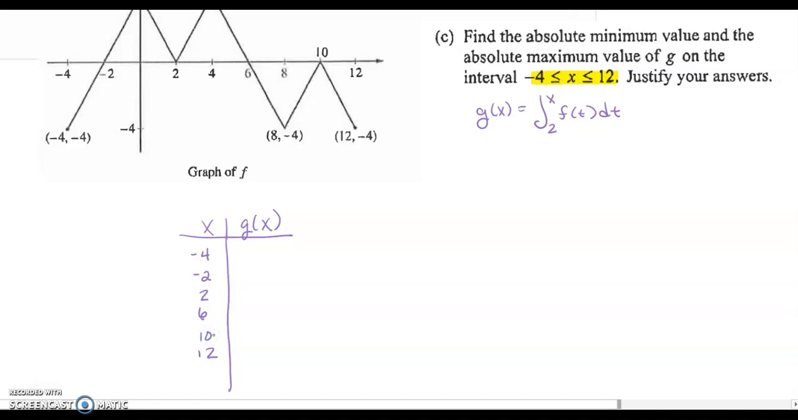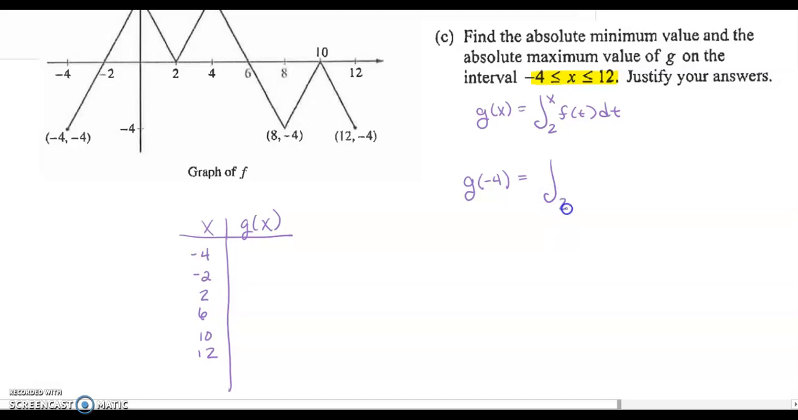You could justify that 2 and 10 are neither because of the lack of sign chain for g prime of x. So let's go ahead. I'm going to work through finding one value for you, and then I'm going to have you pause the video and find the values for the rest. So we're going to start with that endpoint g of -4.